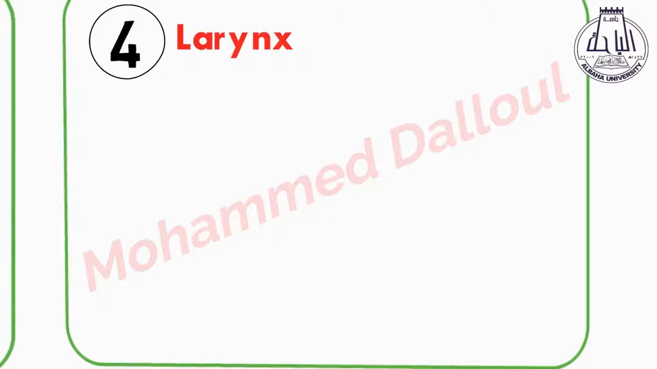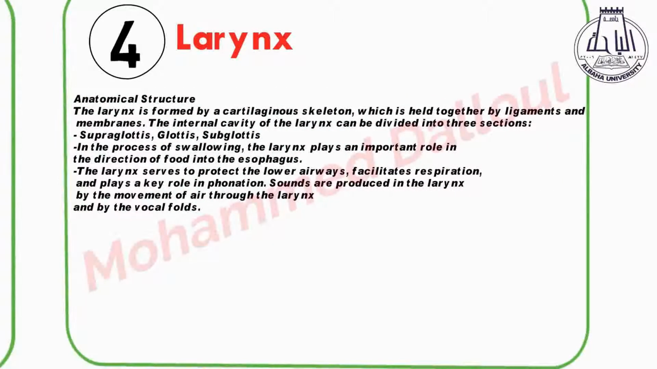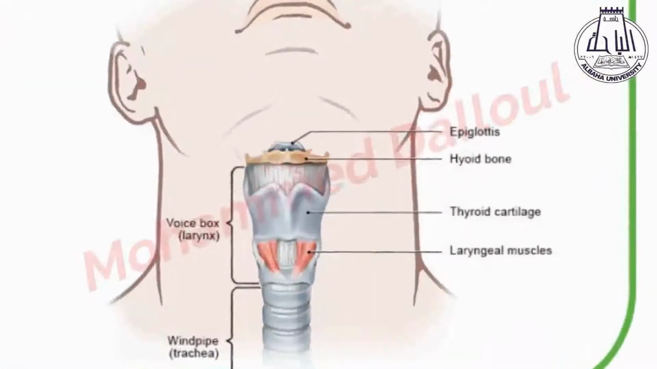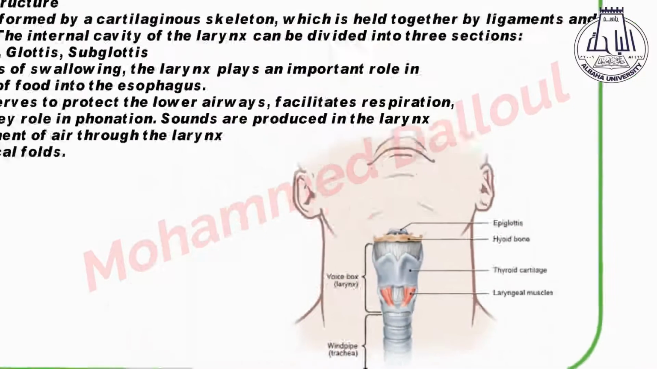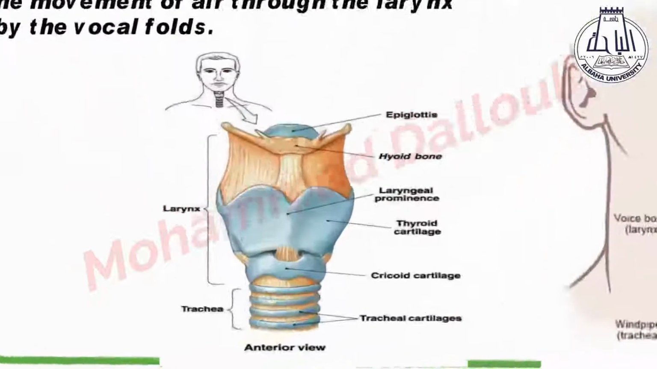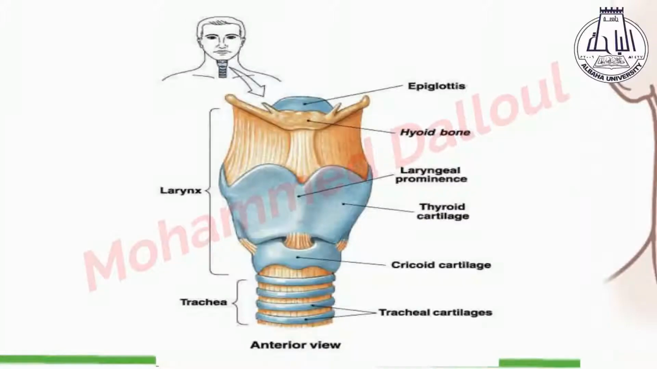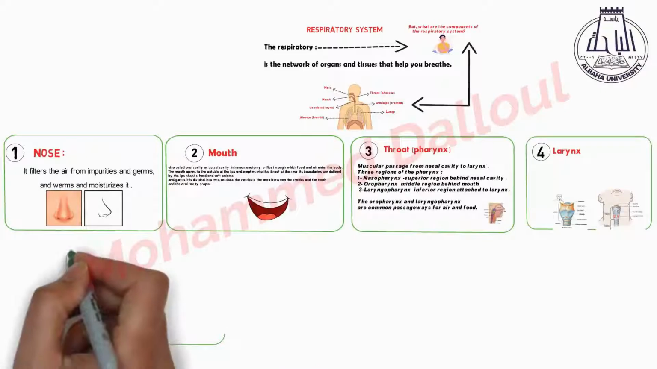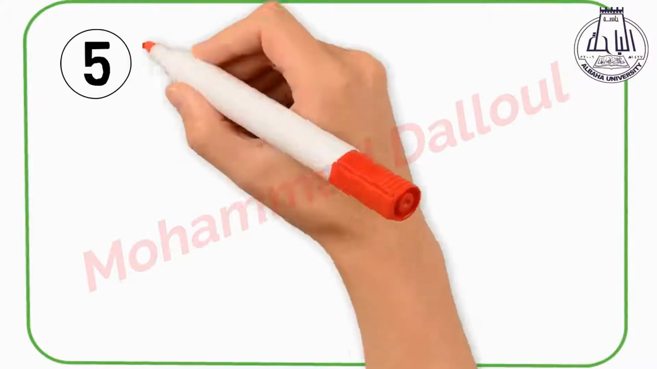Larynx. Anatomical structure: the larynx is formed by a cartilaginous skeleton, which is held together by ligaments and membranes. The internal cavity of the larynx can be divided into 3 sections: supraglottis, glottis, subglottis. In the process of swallowing, the larynx plays an important role in directing food into the esophagus. The larynx serves to protect the lower airways, facilitates respiration, and plays a key role in phonation. Sounds are produced in the larynx by the movement of air through the larynx and by the vocal folds.